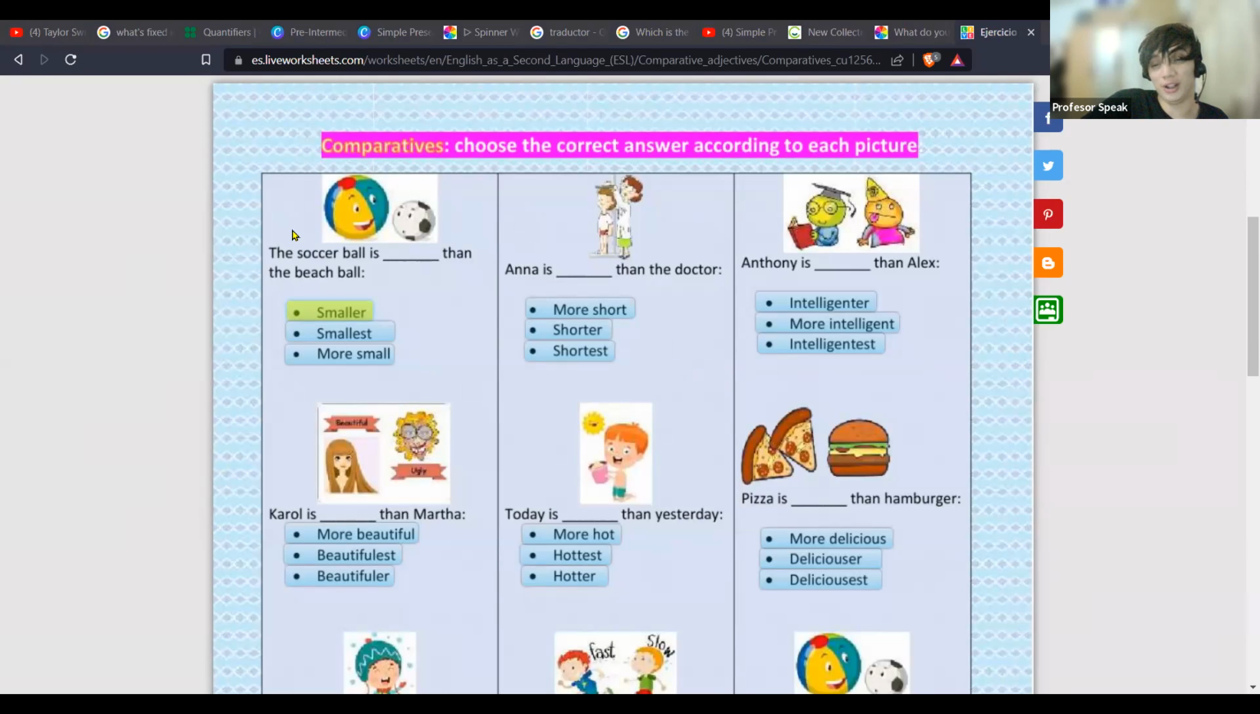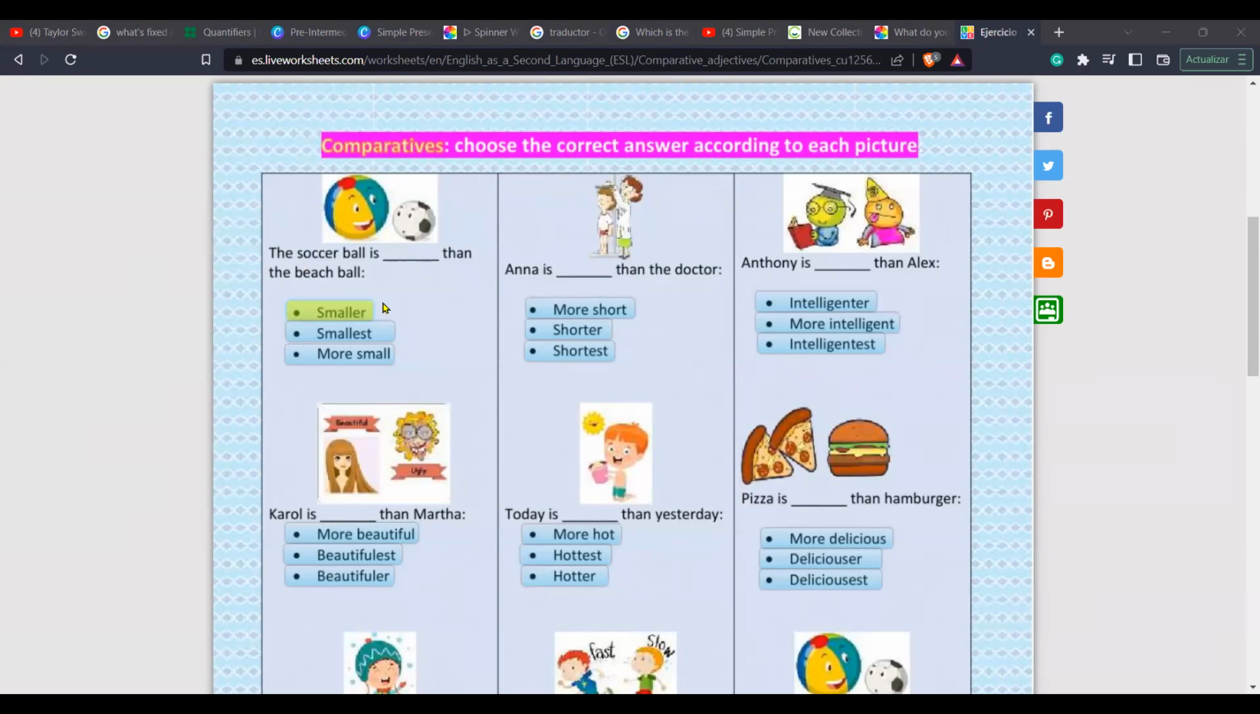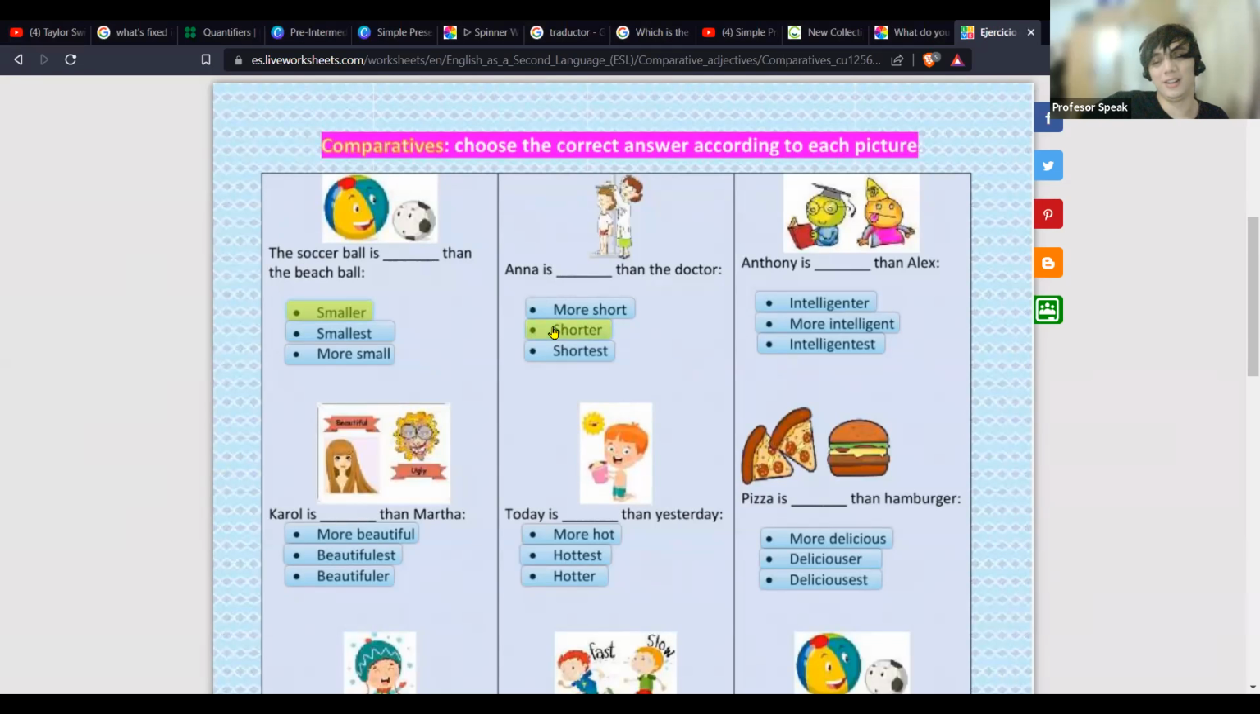No, Hector is working. Let's see. Carla Guerra. Anna is shorter than the doctor. Very good. Continue, please.